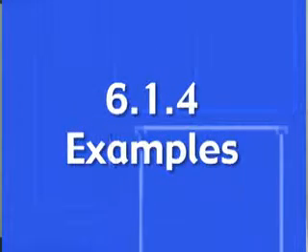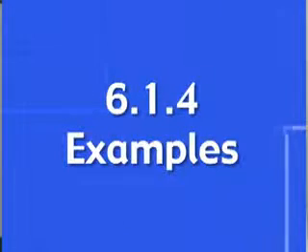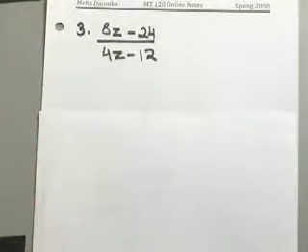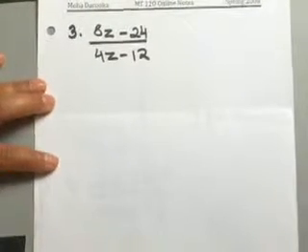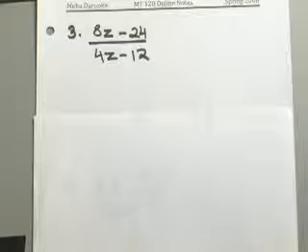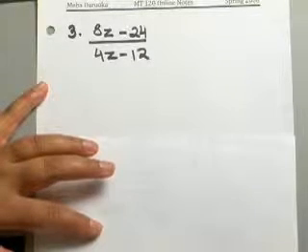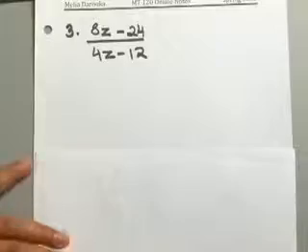Let's go ahead and look at more examples here, okay? A little bit more different than what we have seen so far. Let's say you have this rational expression, 8z minus 24 over 4z minus 12, okay? So your first step involved is factoring your numerator and your denominator.